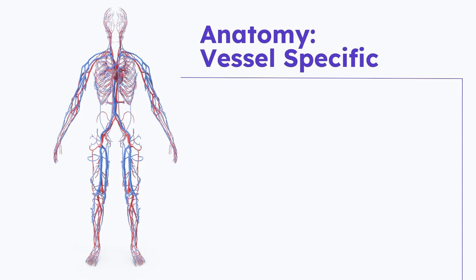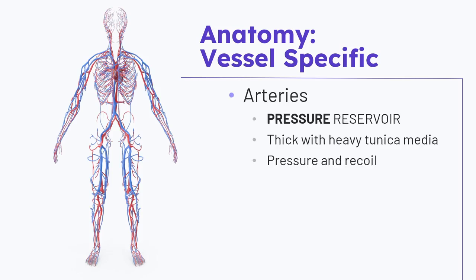From general vessel anatomy, let's move into more specific anatomy by vessel type. Recall that arteries carry blood away from the heart. They are what is known as the blood pressure reservoir. A reservoir is a supply or source of something. In this case, arteries are a supply or source of pressure to keep the blood flowing from the heart to the veins, or from the areas of highest to lowest pressure.